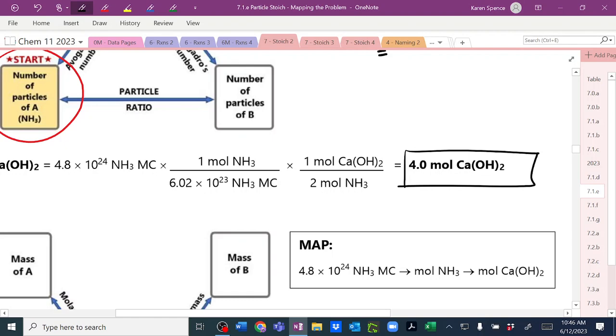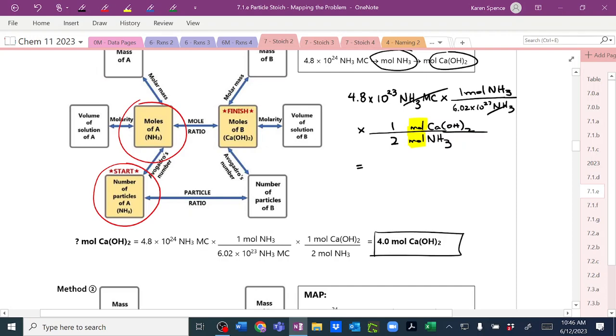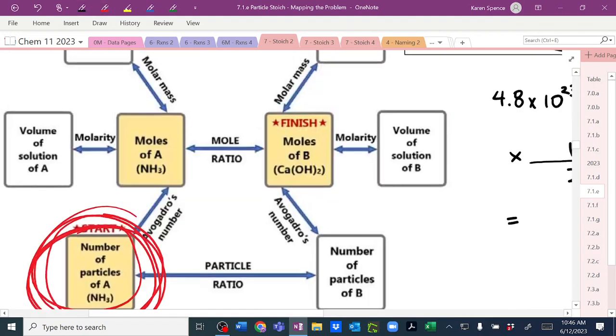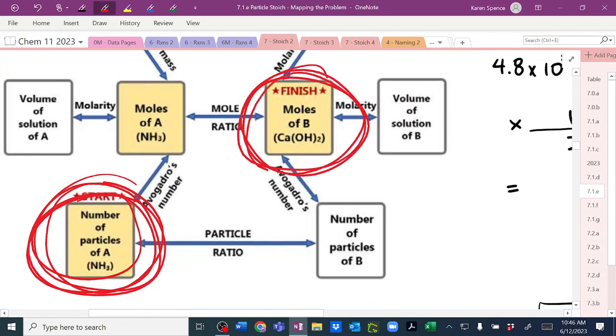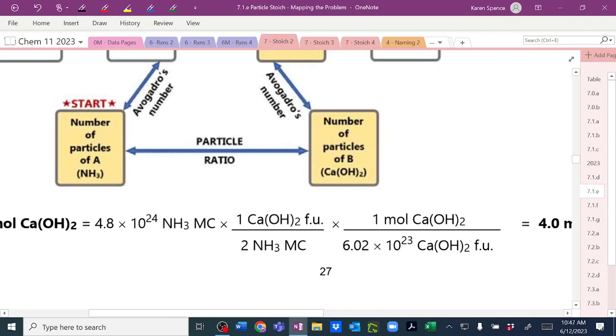Is that good? Could you do a different route to get from the number of particles of NH3 to the finish line? I could go from number of particles of A to number of particles of B to number of moles of B. Do you want to see that calculation? Anyone? No, okay. It's there if you want it.